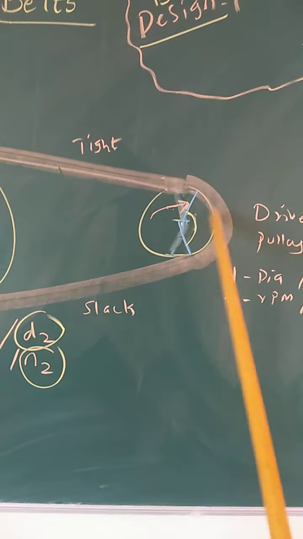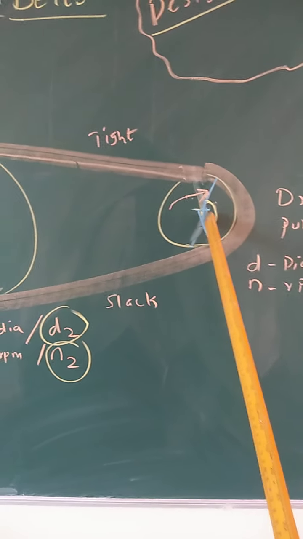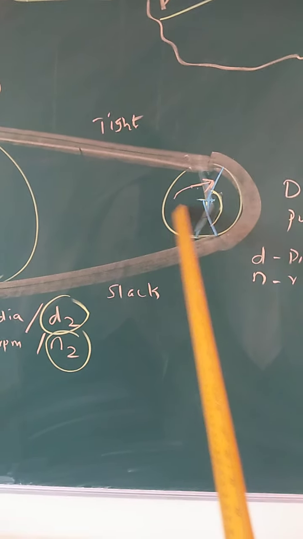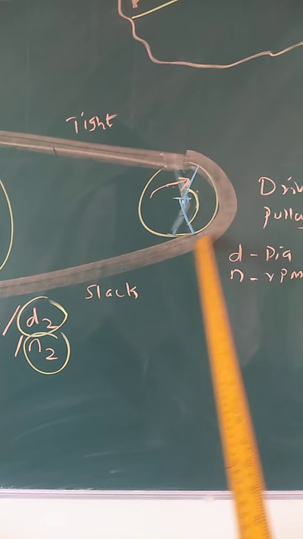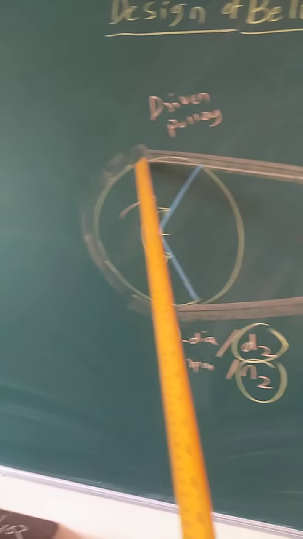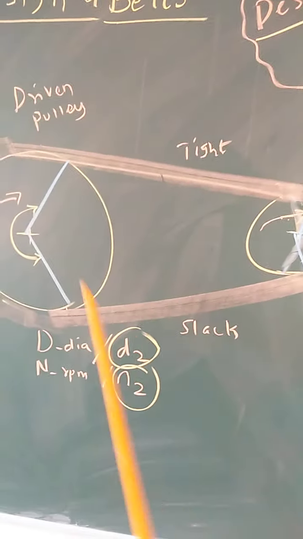The driver is connected to a motor, an electrical motor kind of thing. When we switch on the motor, first this pulley will rotate. Then the belt will transmit the power, and the whole thing will get rotated. This is how the power is transmitted from this pulley to that pulley by the belt drive.